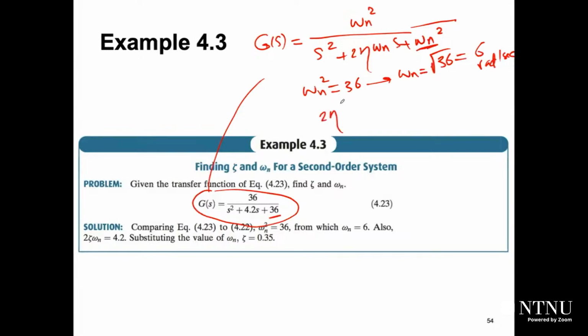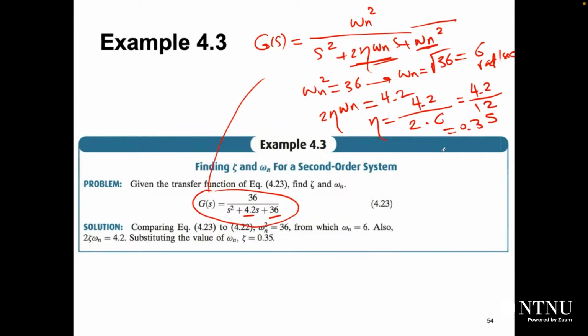So 2 zeta omega n equals that part, which equals 4.2. So zeta will be 4.2 divided by 2 multiplied by omega n. Omega n is 6, so it will be 4.2 divided by 12, which equals 0.35, right? So this is the number.